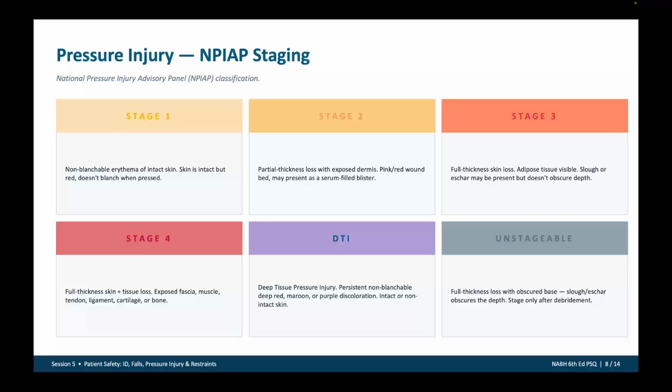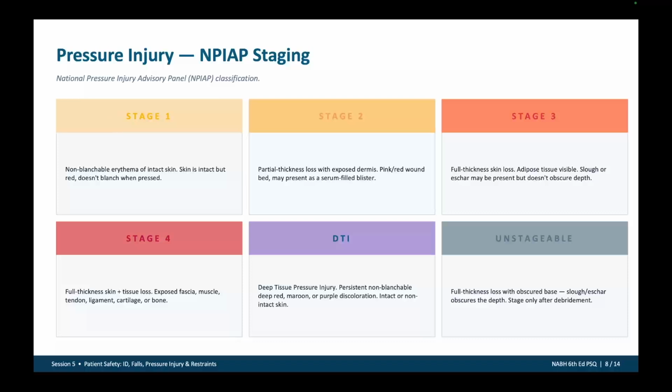In stage 3, full thickness skin loss. Adipose tissue visible, slough or eschar may be present but doesn't obscure depth. For stage 4, full thickness skin plus tissue loss. Exposed fascia, muscle, tendon, ligament, cartilage, or bone.